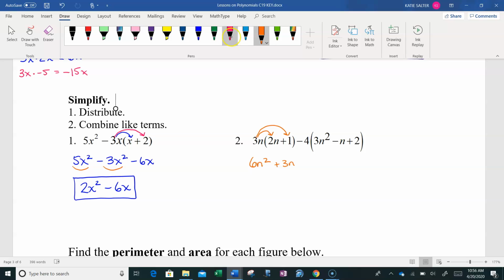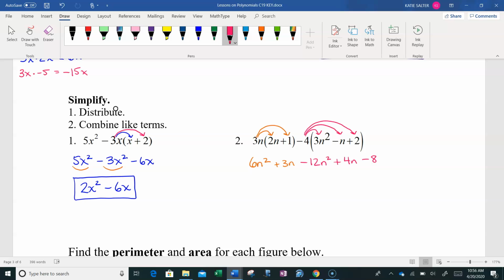The next one we're multiplying by negative 4, so it doesn't have a variable with it, so all that's going to happen is we're going to multiply each one of those coefficients by negative 4. So it's going to be 4 times what it was and also change all the signs. So negative 4 times positive 3 is going to be negative 12n squared. Negative 4 times negative n is going to be positive 4n. And negative 4 times positive 2 is negative 8.